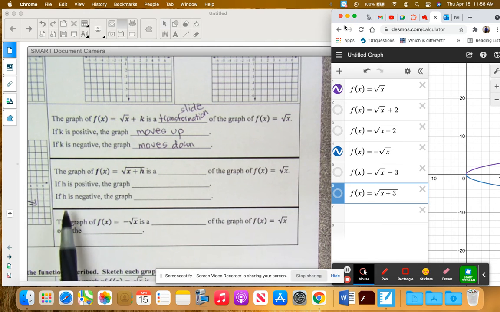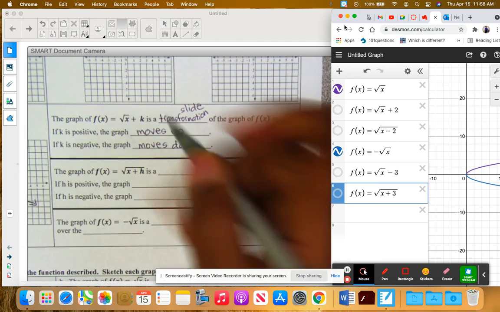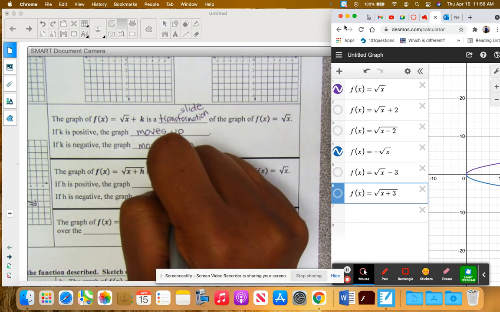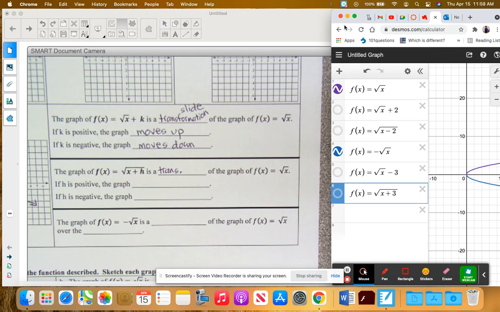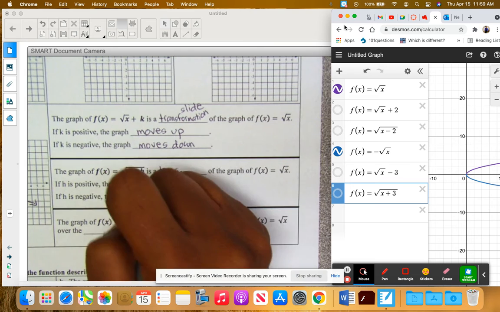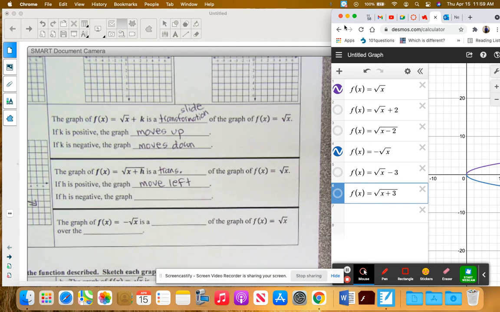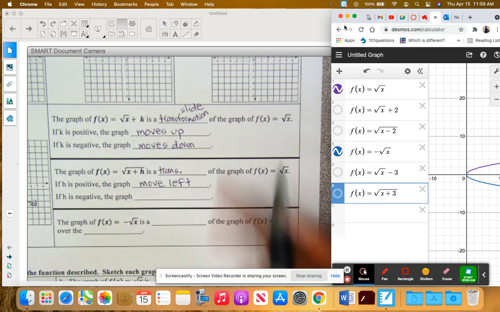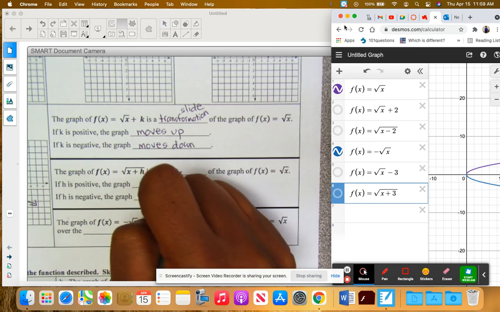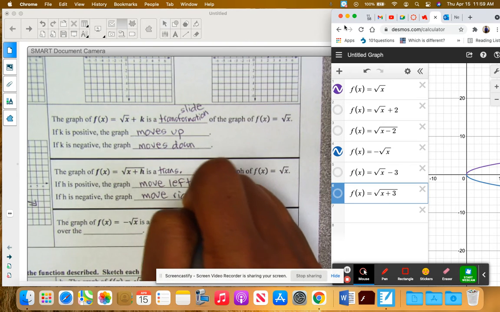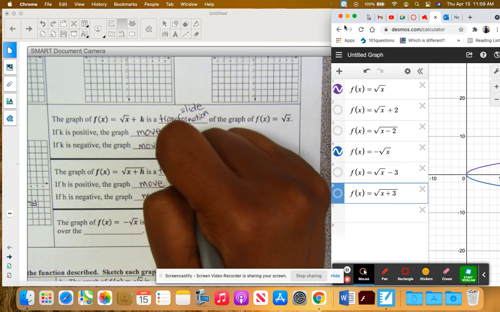The second section, the graph of f of x equals square root of x plus h. Notice the positioning, the h is inside. This is still a transformation, and I'm going to abbreviate. If the number on the inside is positive, it's going to move it to the left. If the number on the inside is negative, it's going to move it to the right. And particularly, this is a slide.